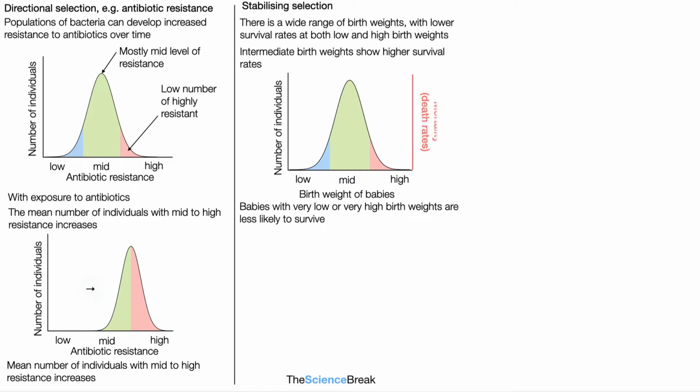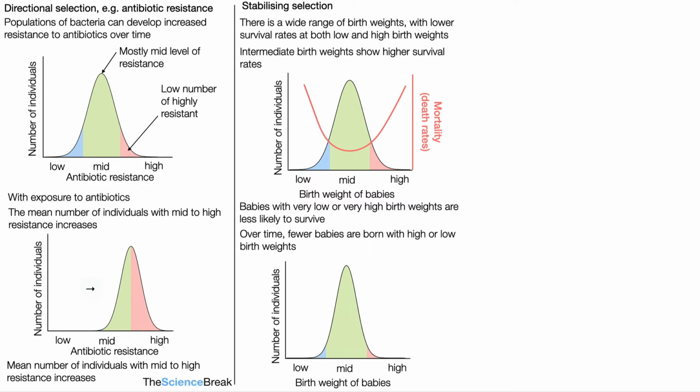We can add to our graph by looking at something called mortality. Mortality is to do with death rates. We can see at low and high birth weights, there's a high mortality, in other words, a high death rate. Over time, fewer babies are born with very high or very low birth weights. Here's the new graph. We can see there's a much lower number of babies born at low and high birth weights. This is called stabilising selection.